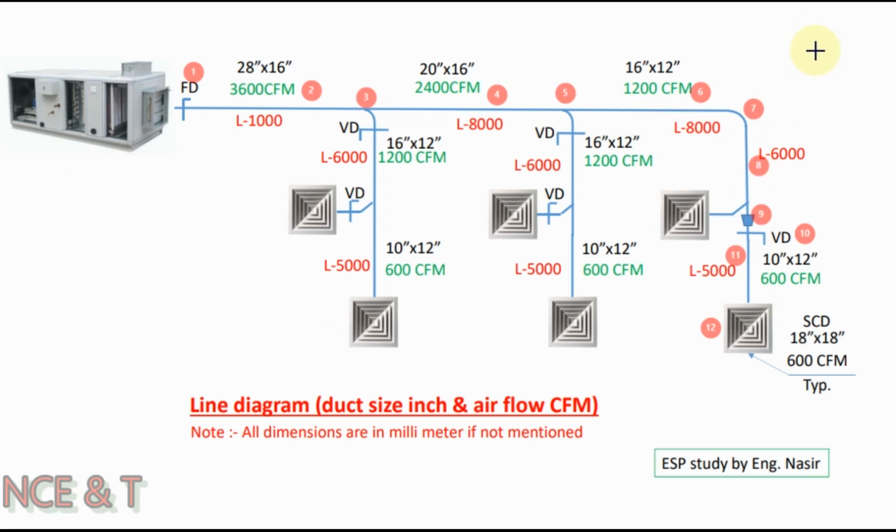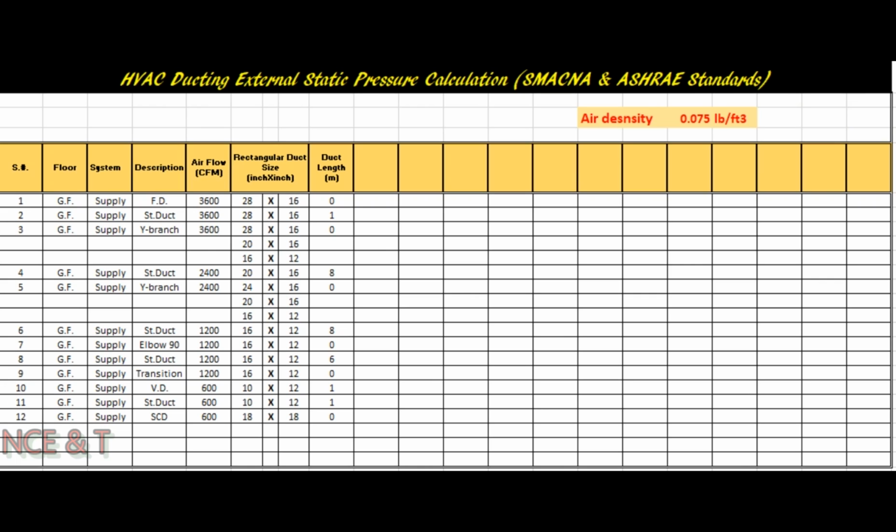Number 2, we will give a separate tag number to each duct segment and accessory. As in this drawing, we have given tag number 1 to the fire damper and tag number 2 to the straight duct with size 28 by 16 inch with a length of 1 meter. Similarly, we have given tag numbers 3, 4, 5, 6, 7, 8, 9, 10, 11 and 12. Number 3, making a table of all duct segments, fittings and accessories showing description, airflow, length and sizes, etc.